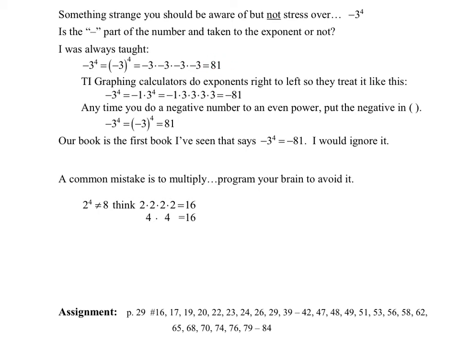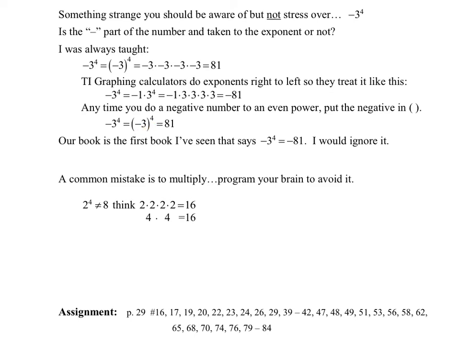The Texas Instruments graphing calculators do exponents right to left. So they look at this problem as though it's 3 to the fourth and then negative 1 times that. So I was always taught, in punching an even exponent of a negative number into a graphing calculator, to make sure that you put parentheses around the negative. And that's how I'm going to continue to teach it. So you're forcing it to do it this way. I think they actually call it reverse Polish, the programming language for the Texas Instruments calculators. So anytime you do a negative number to an even power, put the negative number in parentheses.